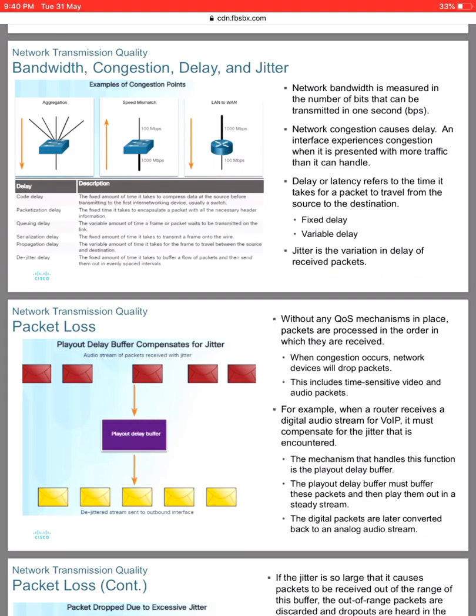So for the delay or latency, it refers to the time it takes per packet to travel from the source to the destination. So we have fixed delay and variable delay. Network delay is a design and performance characteristic of a telecommunications network. It specifies the latency for a bit of data to travel across the network from one communication endpoint to another. It is typically measured in multiples or fractions of a second.